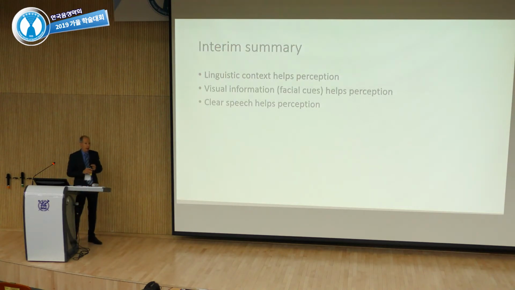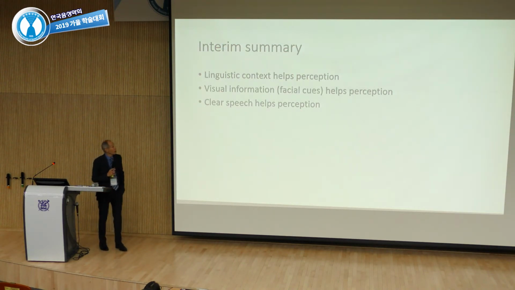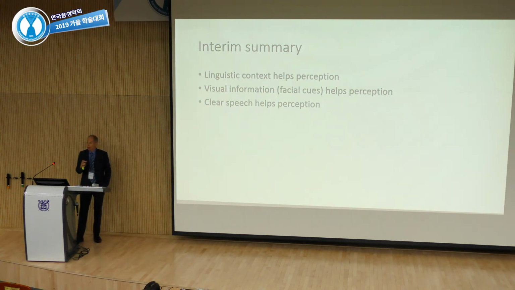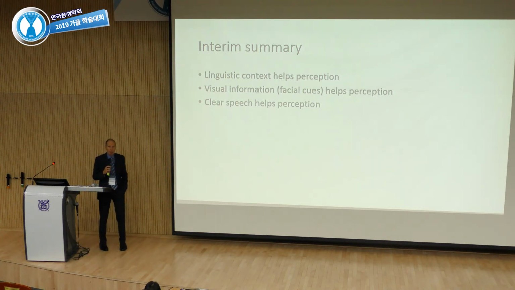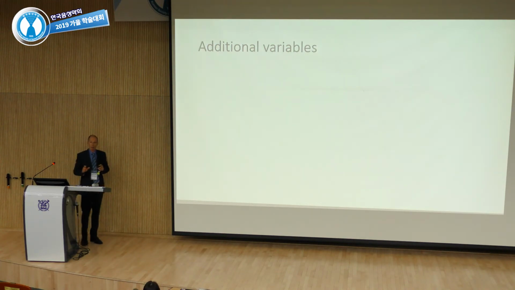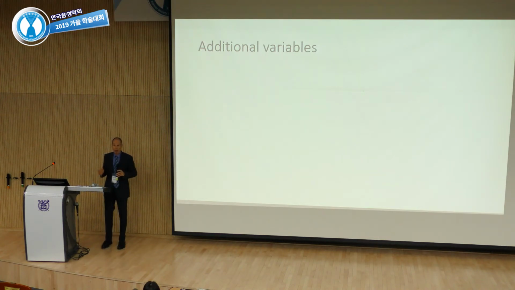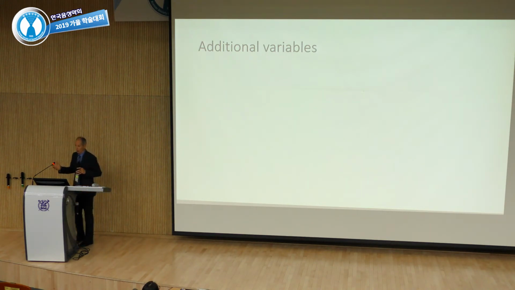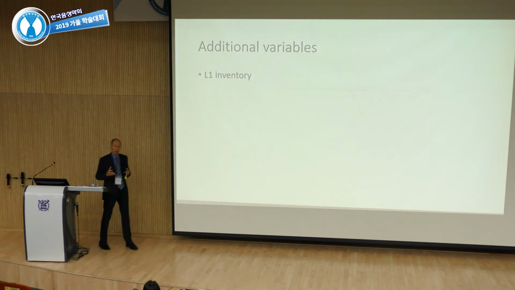So what have we talked about so far? We've seen that in general, linguistic context helps perception. We've seen that visual information, facial cues, helps perception. And we've seen that clear speech helps perception, but it is, of course, modulated by the particular population of listeners that you're dealing with. So in the final set of experiments, I want to talk about a number of additional variables that we also have to begin to take into account. And many of you already have. I just got to that stage a little later. So one thing that we have to take into account is the role of language background.